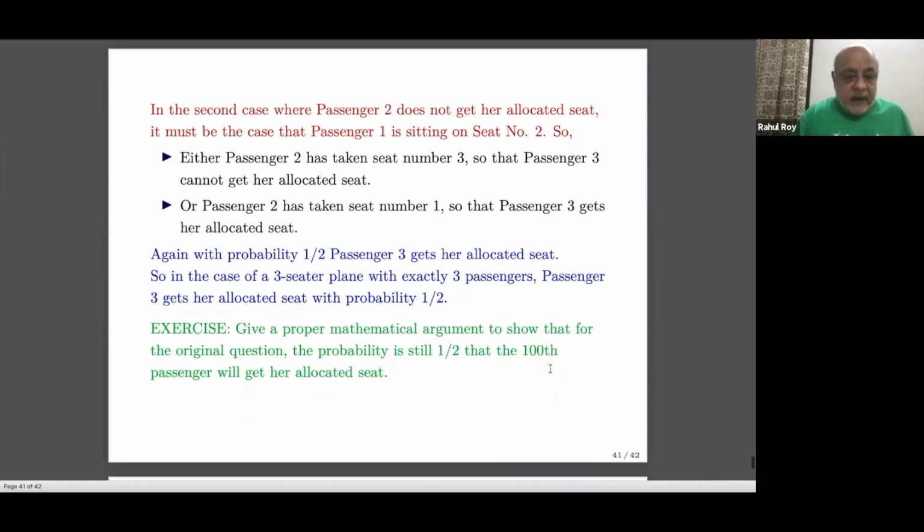As an exercise, I want you to give a proper mathematical argument to show that for the original question, namely when there are 100 passengers in a 100-seater plane, the probability that the last passenger, the 100th passenger, gets her own allocated seat is half. In fact, this number 100 doesn't change the question at all. It can be a 380-seater plane with 380 passengers. Then the probability that the last passenger gets his or her own allocated seat is still half.